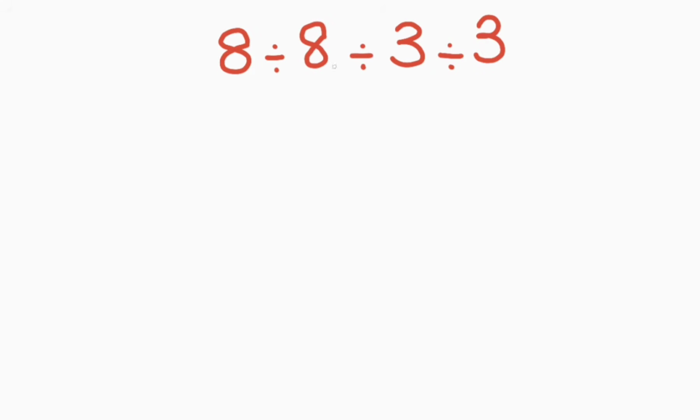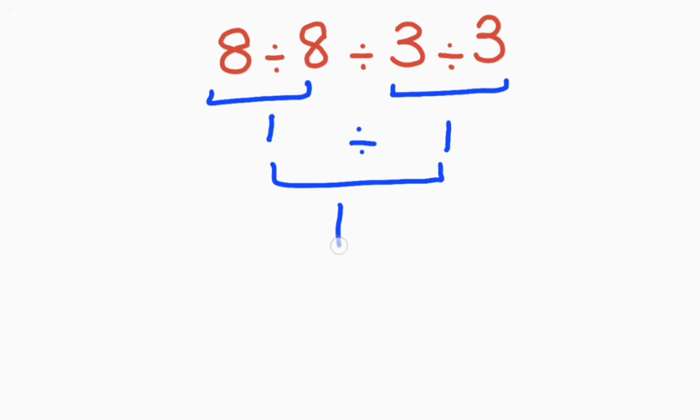8 divided by 8 divided by 3 divided by 3. Now let's start to solve this expression. 8 divided by 8 equals 1. 3 divided by 3 equals 1. At the end, 1 divided by 1 gives us 1.